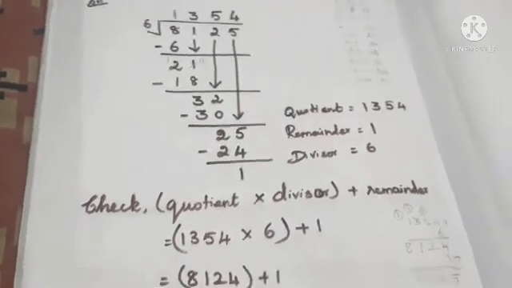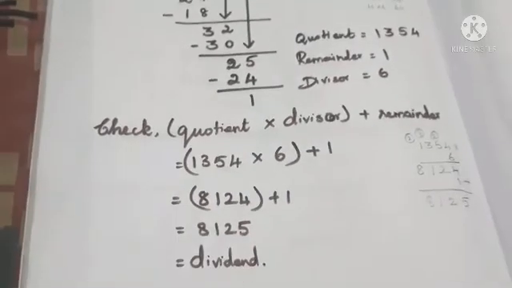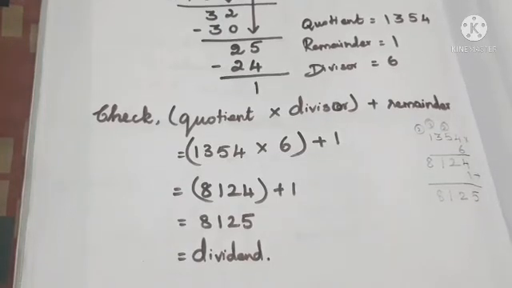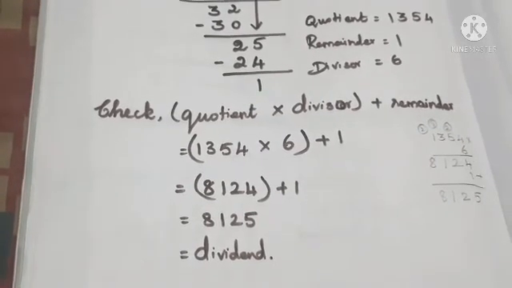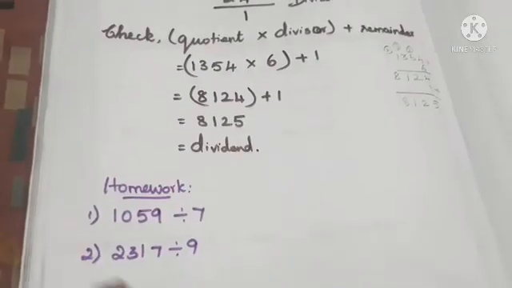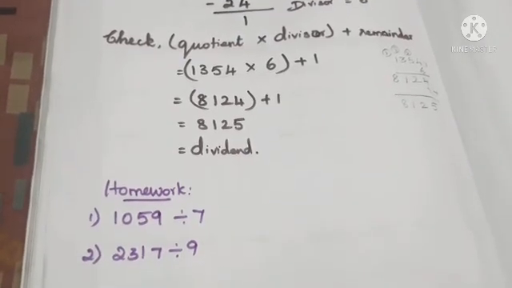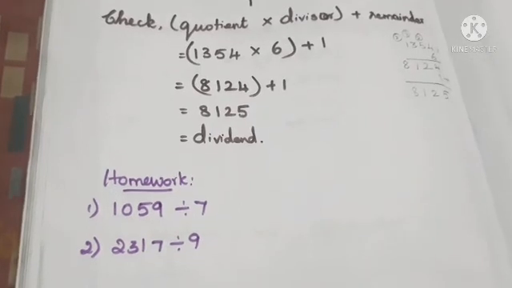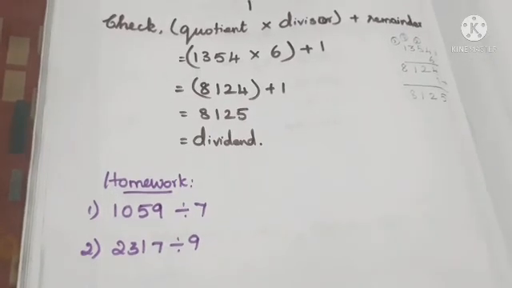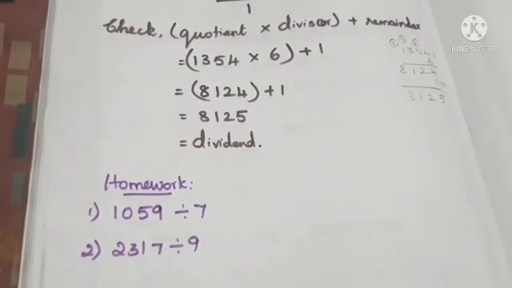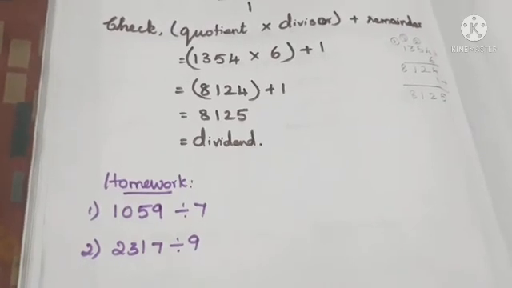Do the process and you will get the answer. That is the dividend. Next we are going to see the homework. Homework, you have to do it. First you have to do the division by using the divisor and dividend. Then next you have to use the formula and check your answer.